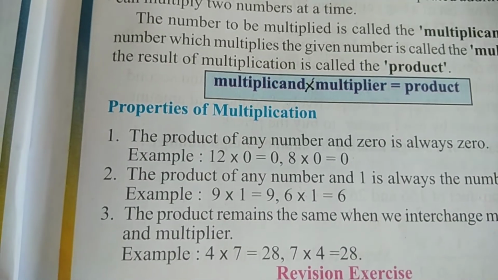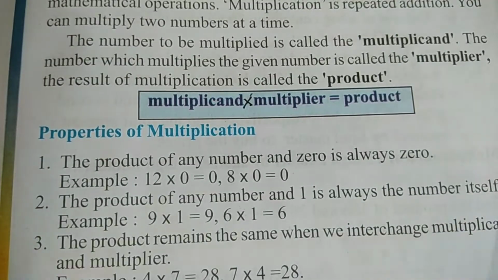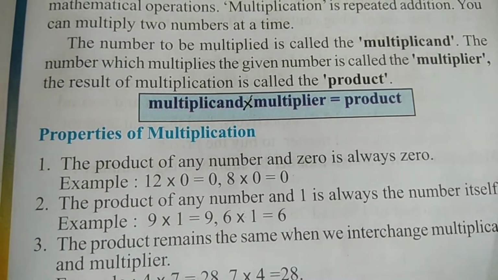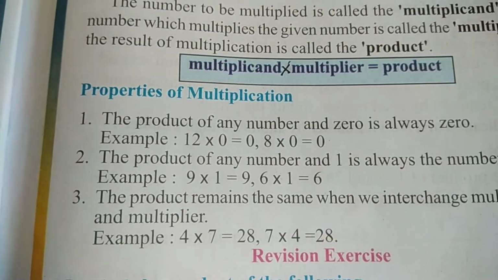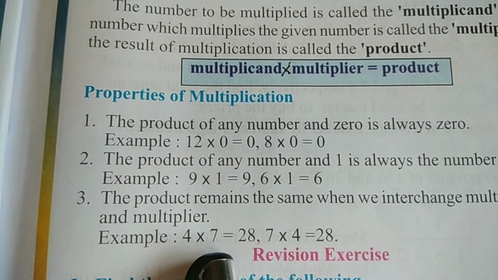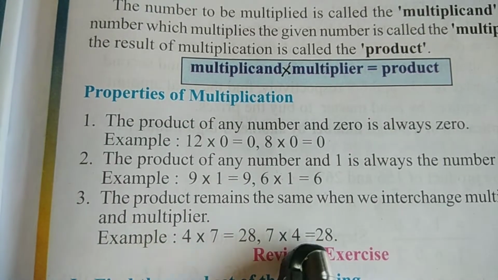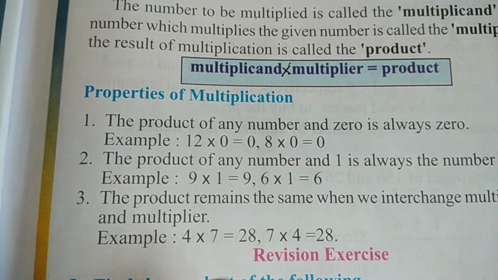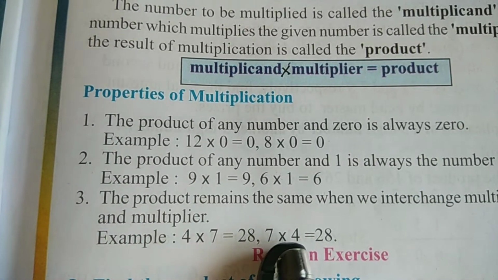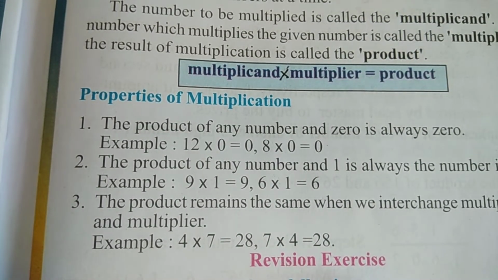The third one is that the product remains the same when we interchange the multiplicand and multiplier. See children, this is the multiplicand and this is the multiplier. When we interchange them, you see here 4 7 is there, here 7 4. This interchanged multiplication always gives the same product. That is, 4 7 is 28, 7 4 is 28. Dear children, these are the main points of multiplication.